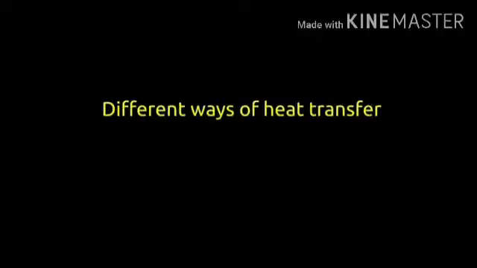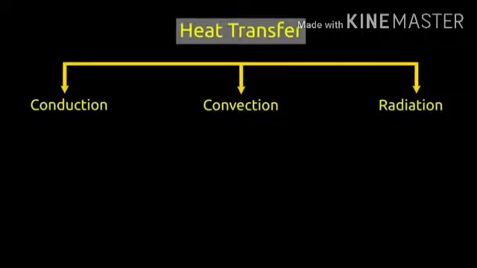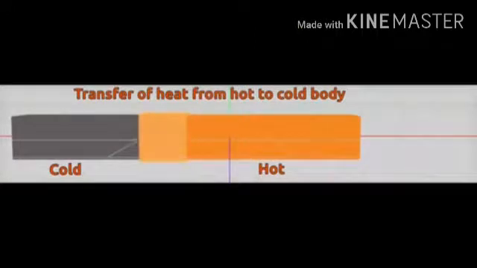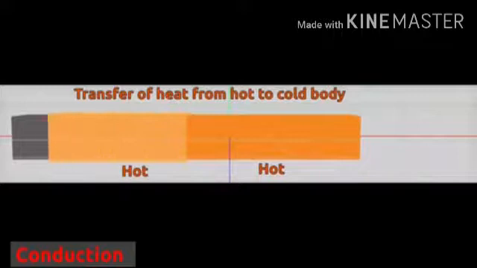We will learn about different ways in which transfer of heat can take place. Heat can be transferred from one object to another by conduction, convection, or radiation. When heat from one object gets transferred to another object by direct contact, it is known as conduction.